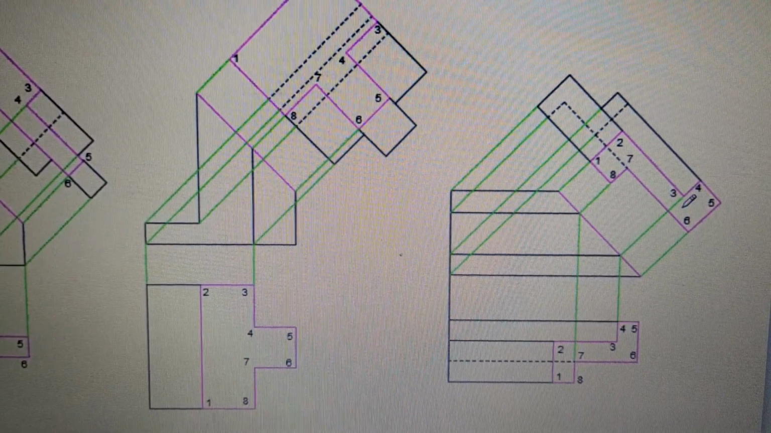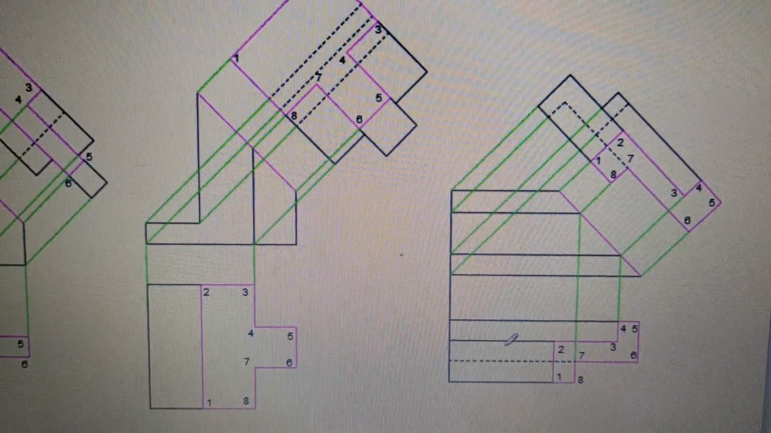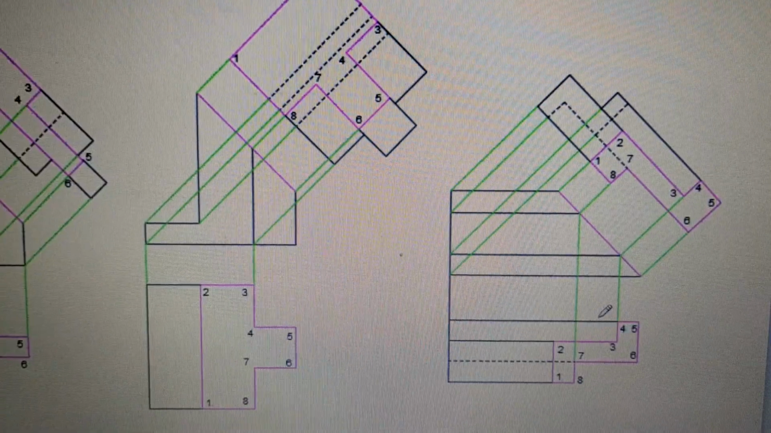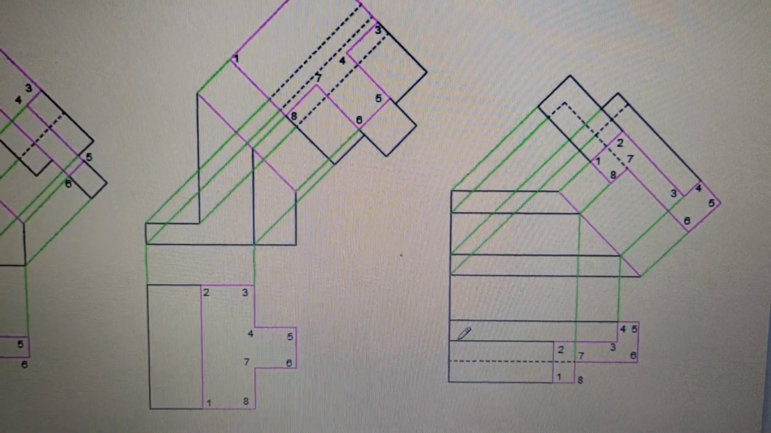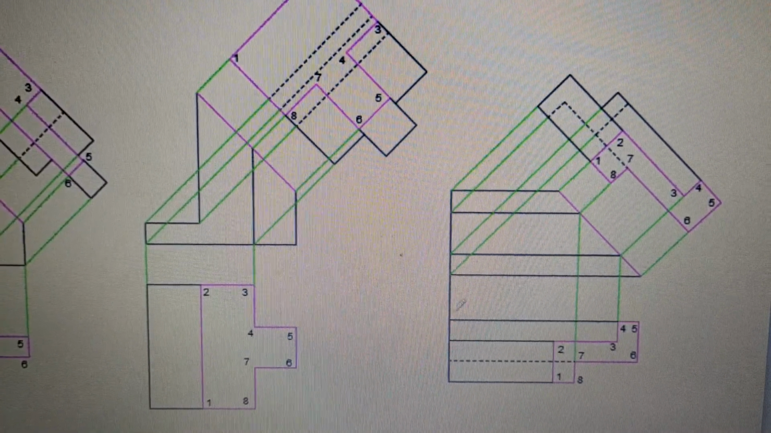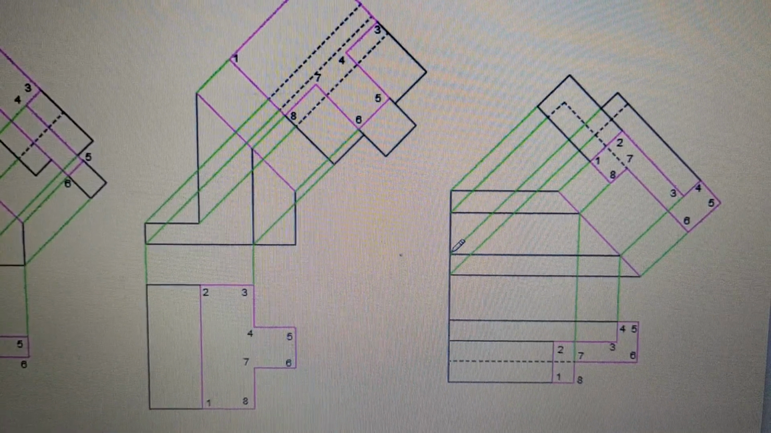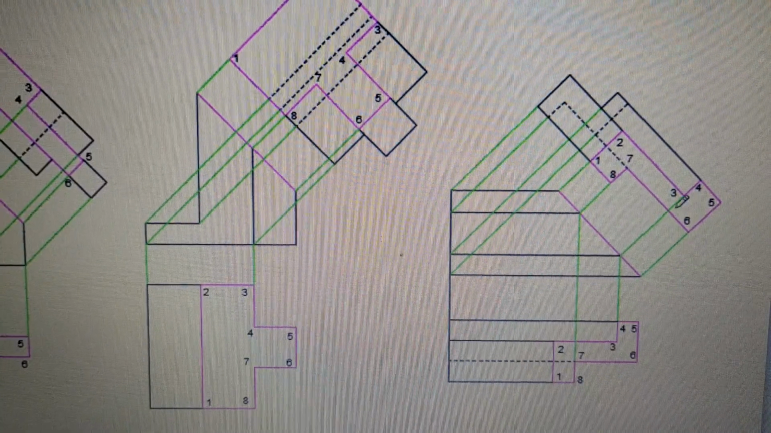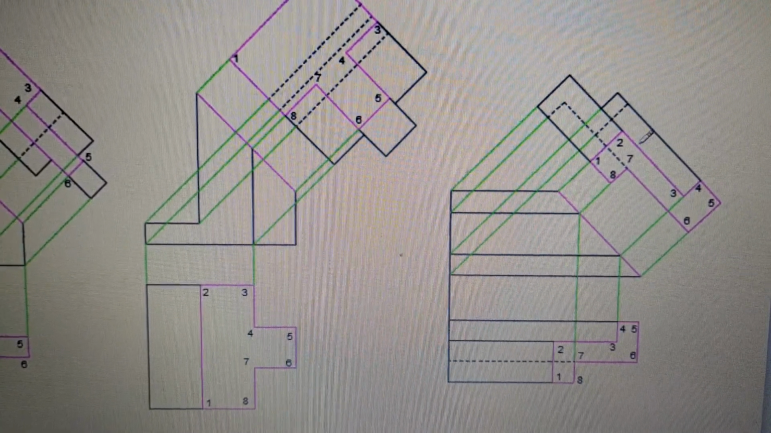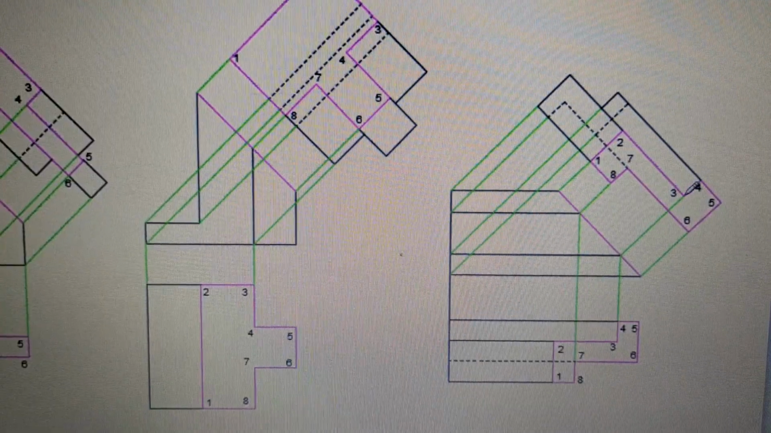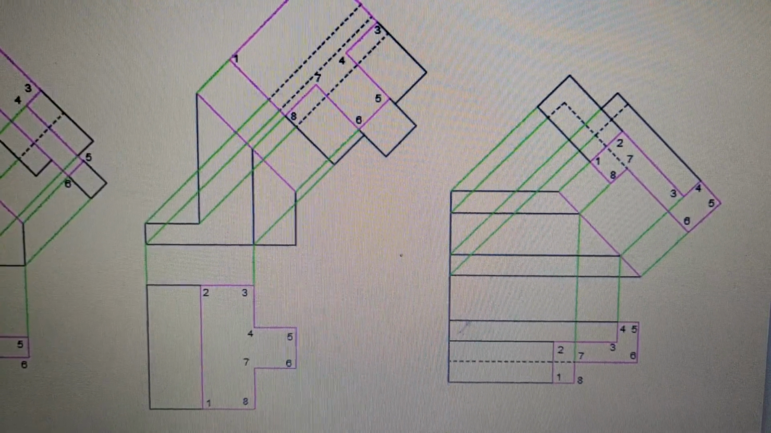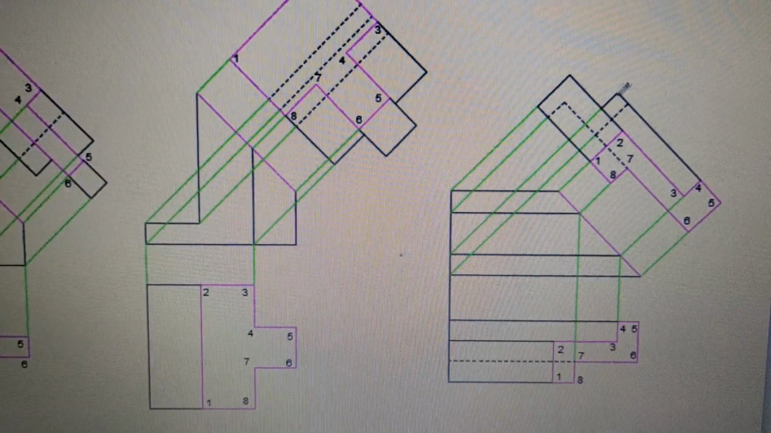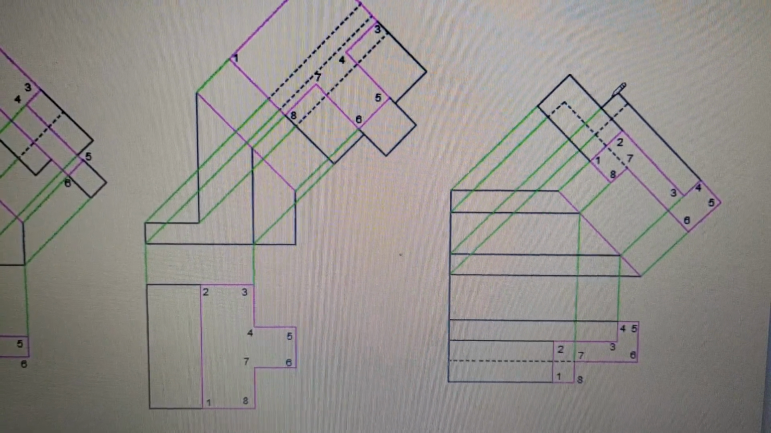Next is this surface. This surface 3, 4, 3, 4. So 3 4 is here. From this 3 4, draw a parallel line like this and complete this rectangle. Now this rectangle is this rectangle, 3 4 3 4.